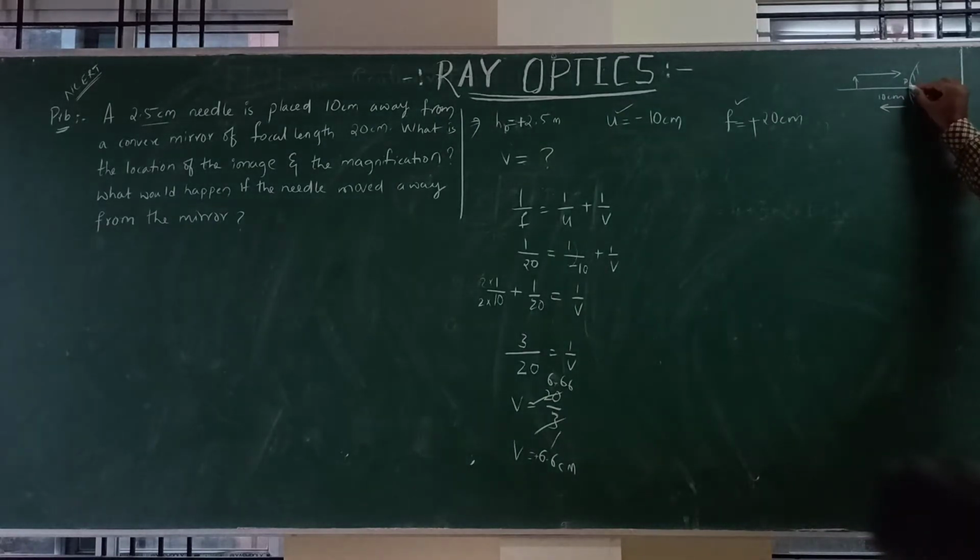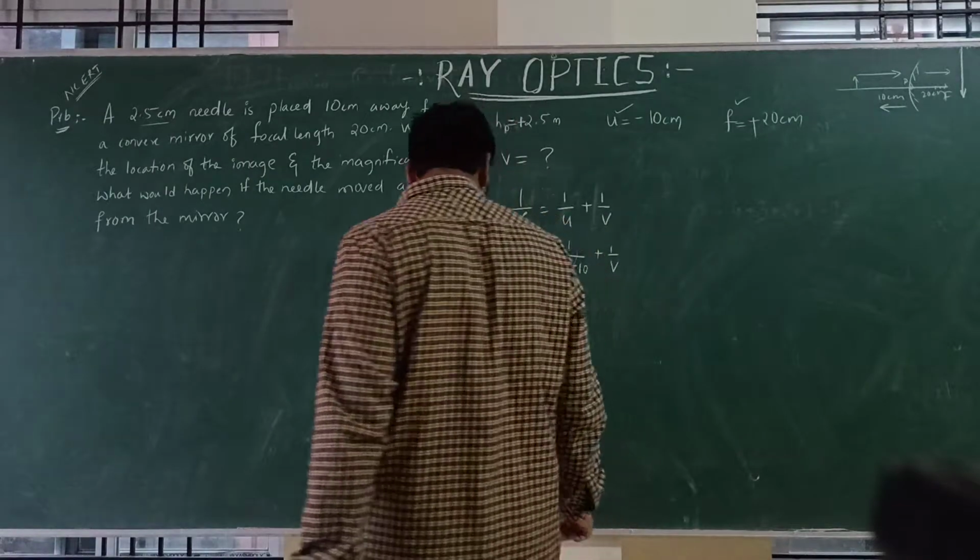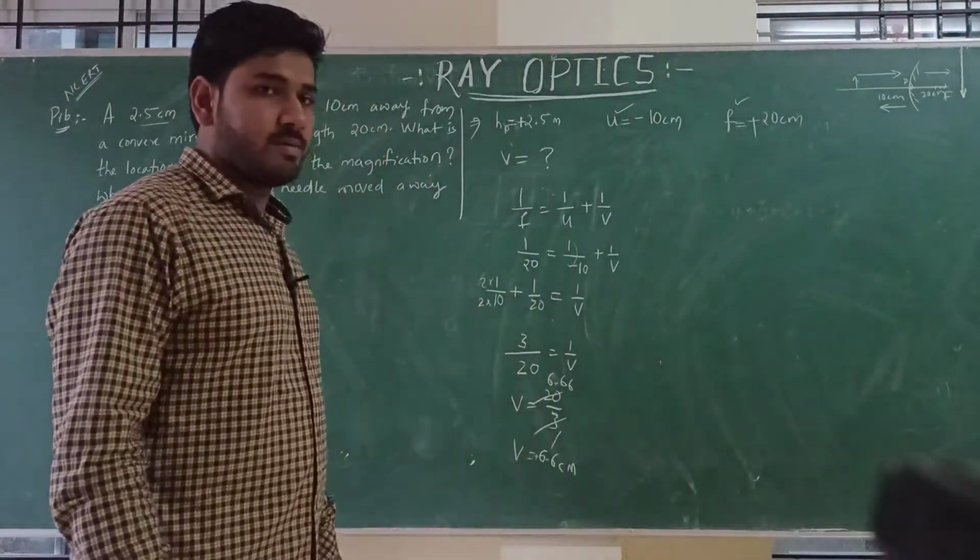So to get plus 6.6, I have to go in the direction of the incident ray like this. Again I will get the image somewhere here at 6.6 centimeter. So we will get the image behind the mirror, because this is positive.